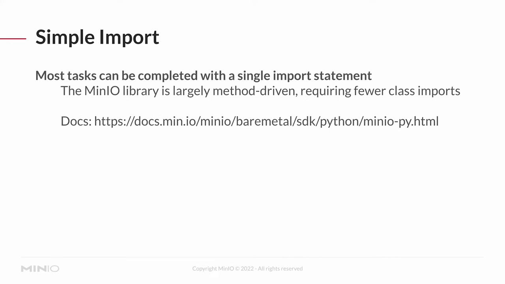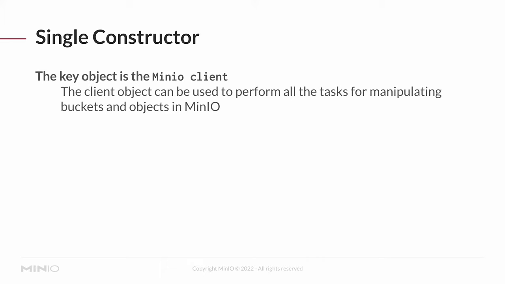The nice thing about the MinIO library, the MinIO SDK versus Amazon's libraries, is that most of the tasks can be completed with a simple import statement because the MinIO library is largely method-driven, not class-driven. So you don't have as many class imports that you have to deal with. You can take a look at the documentation there, but generally speaking, the main thing you're going to need to do is from minio import Minio, and that's it. You're going to generate this MinIO object and then run a bunch of methods against it. The MinIO constructor is very, very simple. It takes a series of arguments to actually connect to the MinIO backend, but this object can be used to perform all the tasks for working with buckets, objects, anything else you need to do.